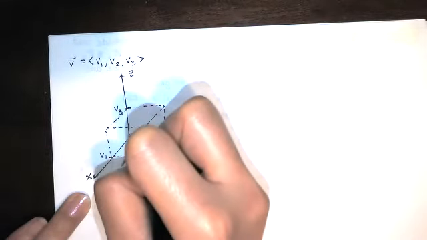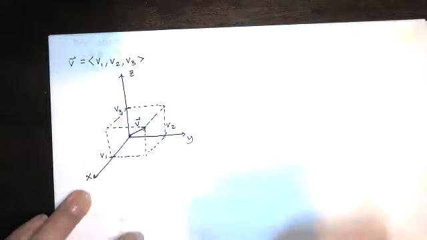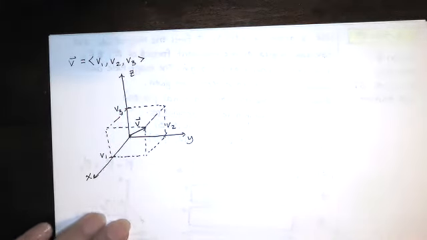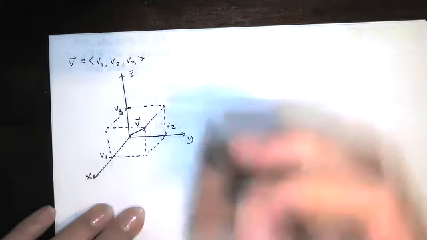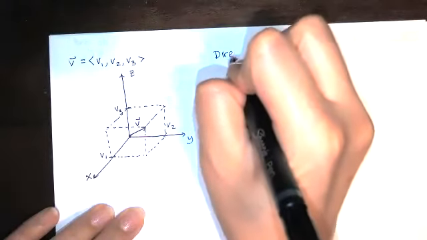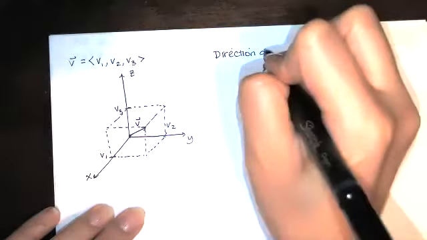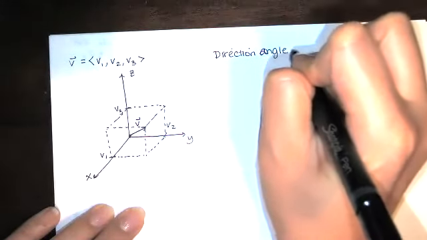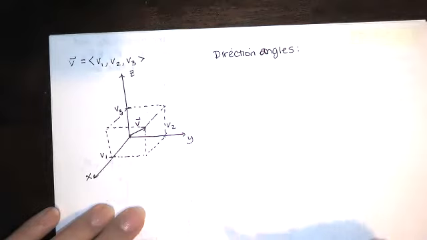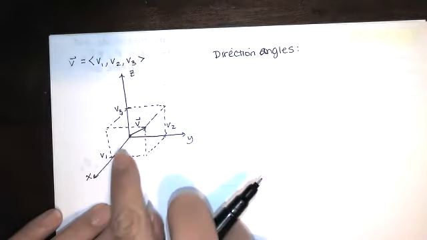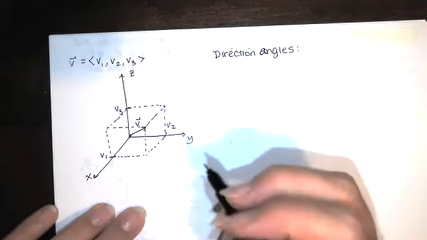So the vector starts at the origin and goes to that location right there. Now the direction angles for this vector, oops, they're not direction alphas, they're direction angles. They're the angles that this vector makes with the x-axis, the y-axis, and the z-axis.